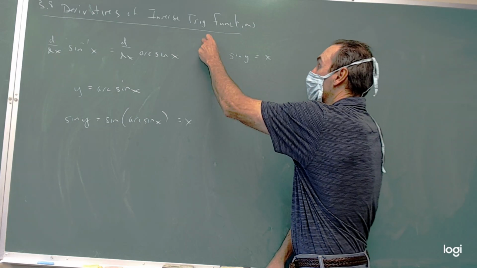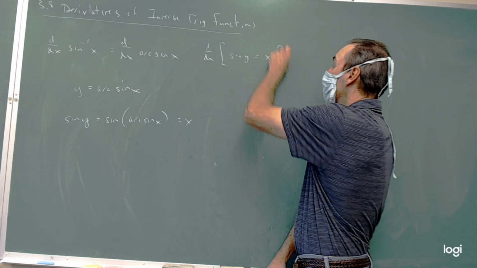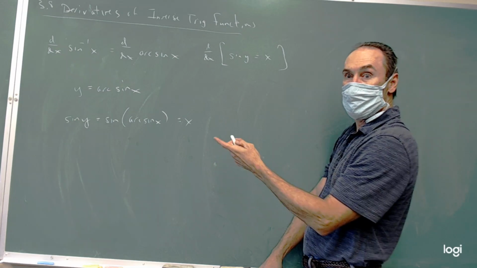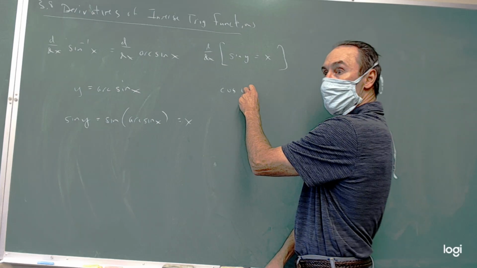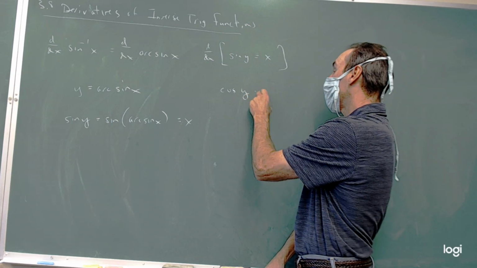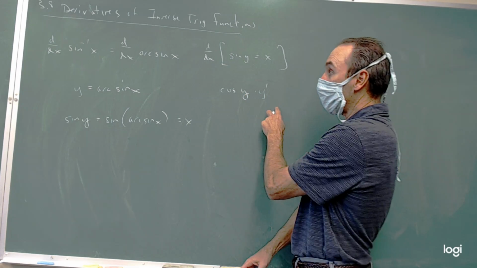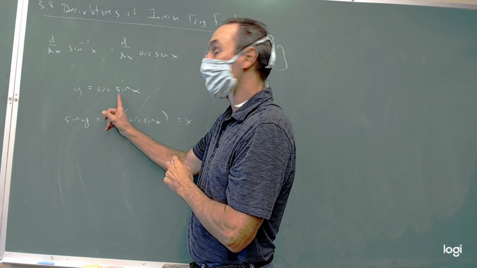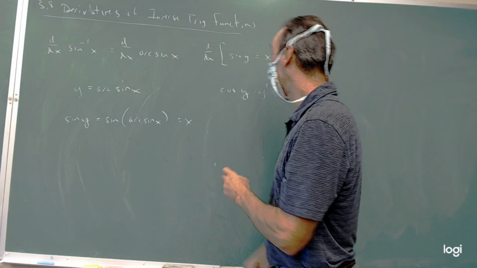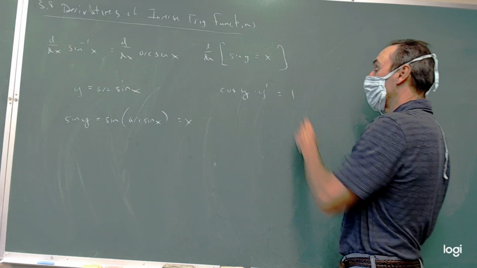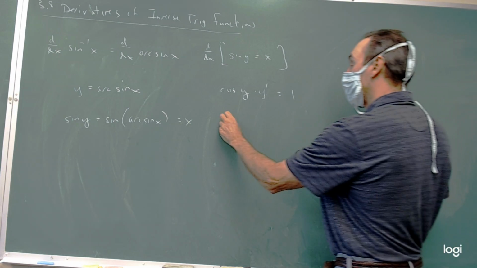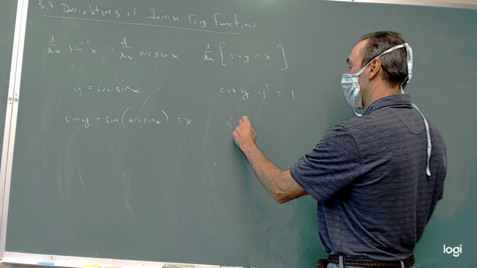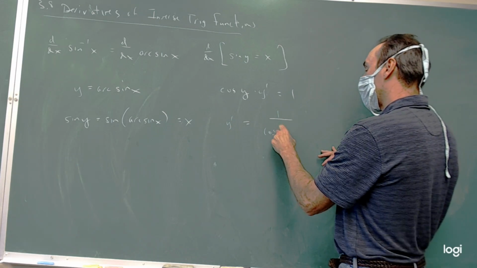So now when we differentiate here, we get the derivative of sine, which is cosine, leave the inside function alone, times the derivative of y, y prime. Remember, our y prime is going to be the derivative of the arc sine. This is what we're trying to find. On the other side, the derivative of x is just 1. So we get that our y prime, the derivative we're trying to figure out, is 1 over cosine of y.